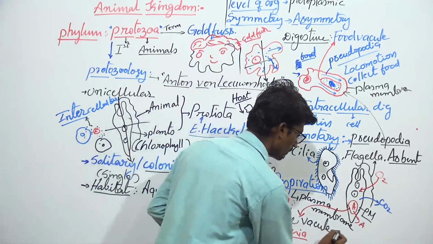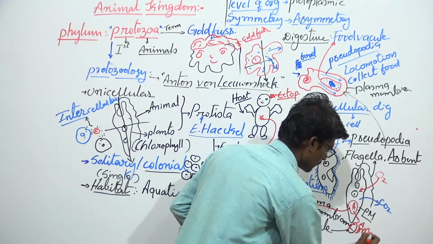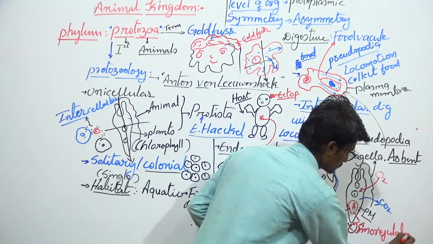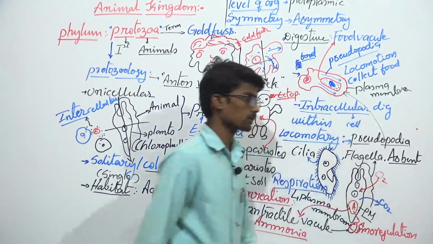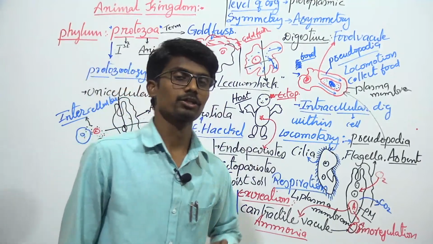The excretion of these protozoans is done with the help of contractile vacuoles, and these contractile vacuoles are necessary for which process? Osmoregulation. Osmoregulation, and this is the mode of excretion.